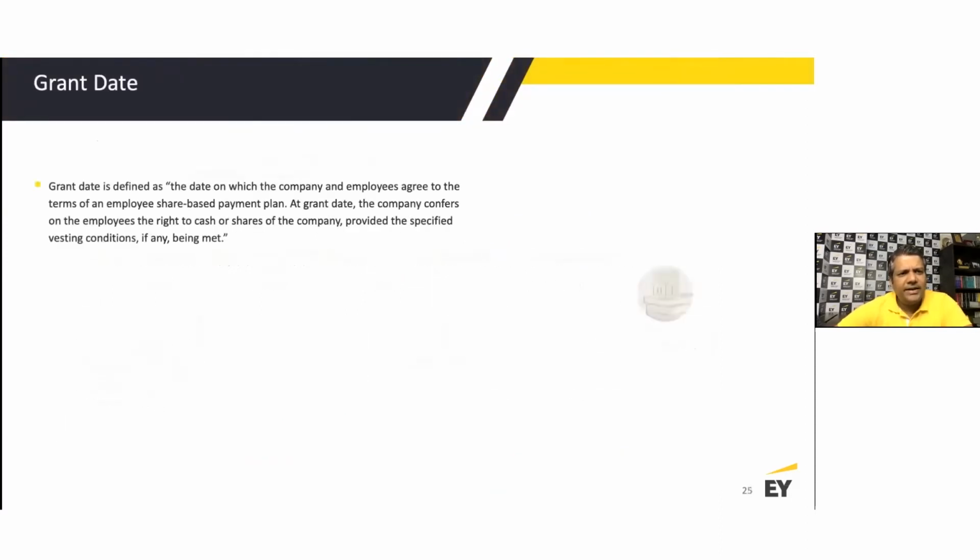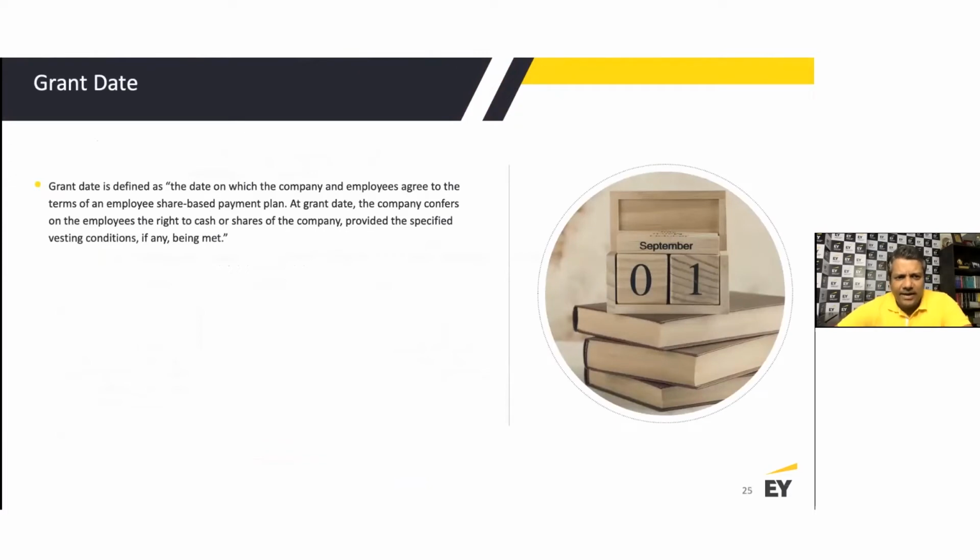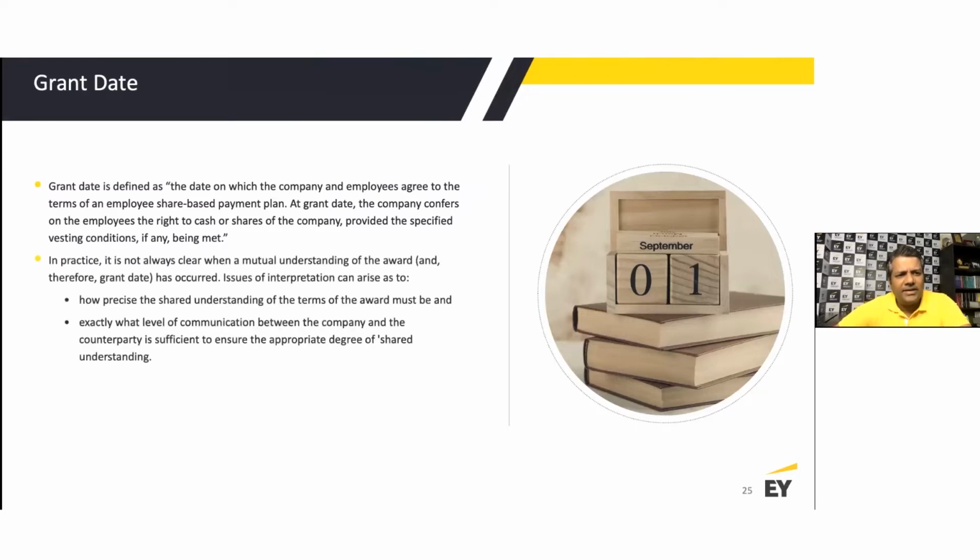So what's a grant date? Grant date is defined as the date on which the company and the employee agree to the terms of an employee share-based payment plan. Now, at the grant date, the company confers on the employee the right to cash or shares of the company, provided the specified vesting conditions are met. Vesting conditions could be time-based vesting, or performance-based vesting, or a market condition, and so on and so forth. In practice, it is not always clear when a mutual understanding of the award has occurred.